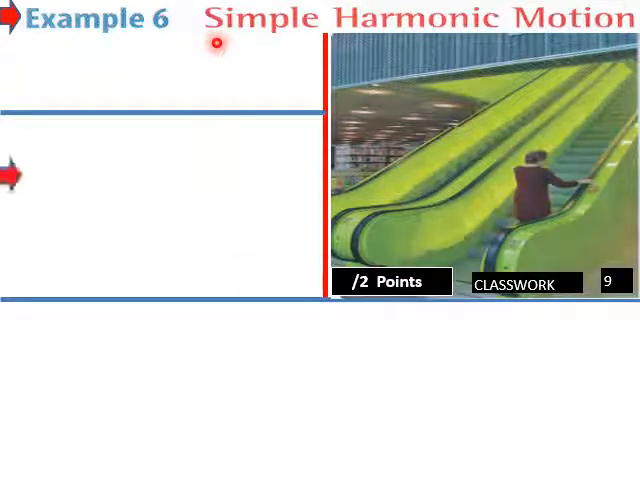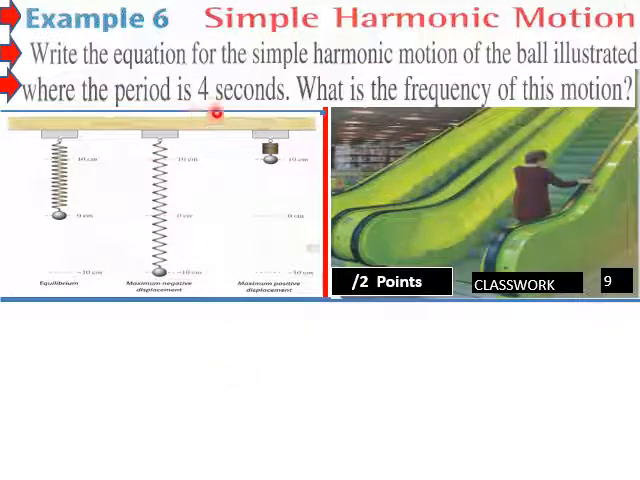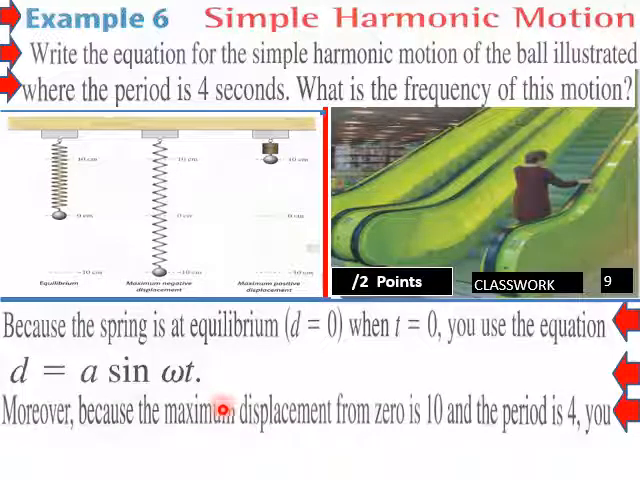Example 6, simple harmonic motion. Write the equation for simple harmonic motion of the ball illustrated here. And we got a situation here, again with the same extensions here, with the ball on the spring, where the period is 4 seconds. What is the frequency of this motion? So because the spring is at equilibrium at t equals 0, which would be here, this is where it rests, d would equal a sine wt. So our distance here would be d equals a sine wt.